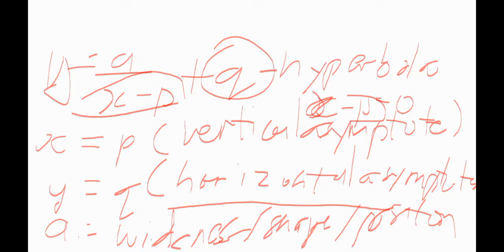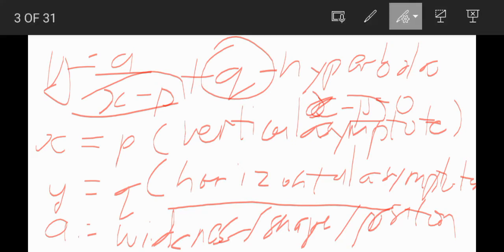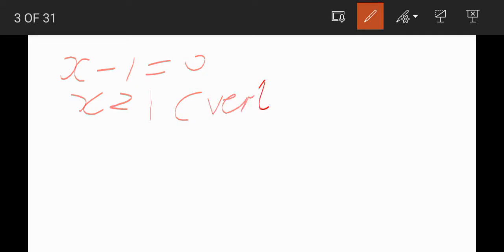Then that's it. Now let's see if we can answer the questions here, right? It says 4.1.1, write down the equation of the asymptote of h. Now that we are filled with that knowledge of how to identify the asymptotes, what are we going to do now? So we're going to go x minus, what do we have? Minus 1 is equal to 0. So we're going to have x is equal to 1. This is now our vertical asymptote, right?